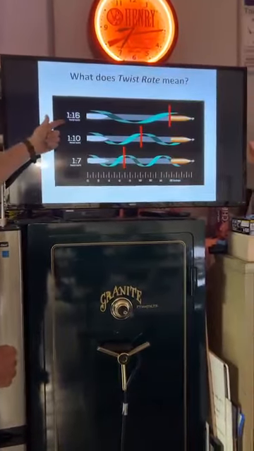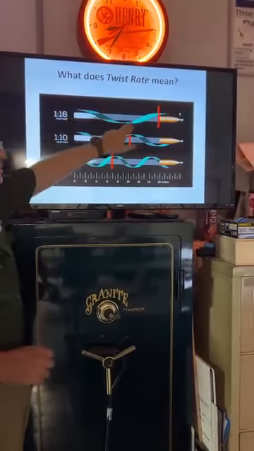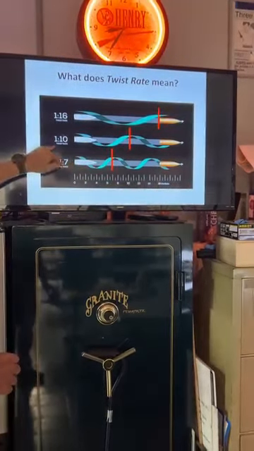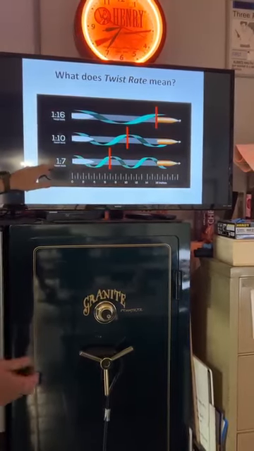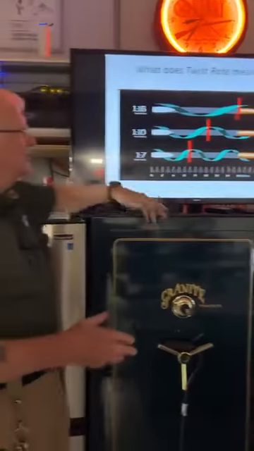So if we have a 1 in 16 twist rate, this is basically what it looks like. So the bullet is going to spin one time in 16 inches. If you have a 1 in 10 twist rate, it's going to spin one time in 10 inches, or a 1 in 7 twist rate, it's going to spin one time in 7 inches. So this idea here is that the bullet is spinning because a bullet that is spinning is more stable in flight than a bullet that's not spinning.